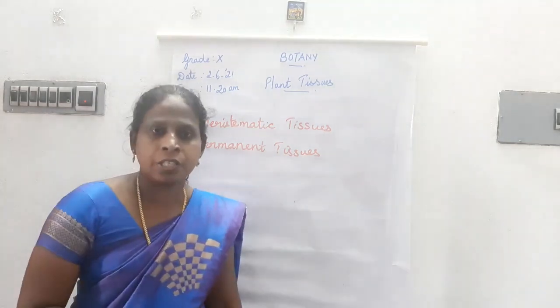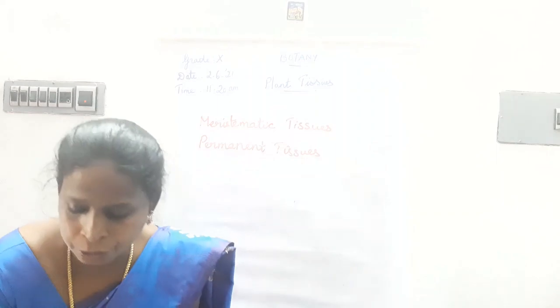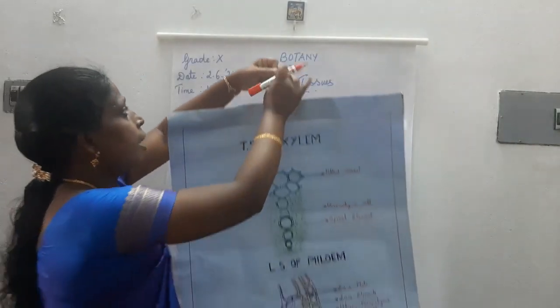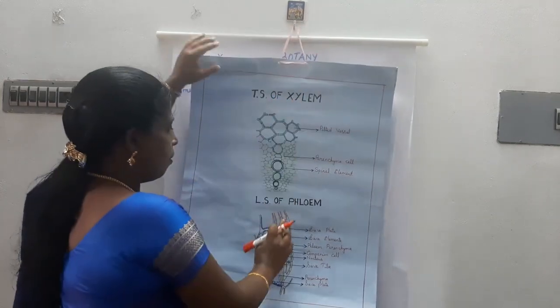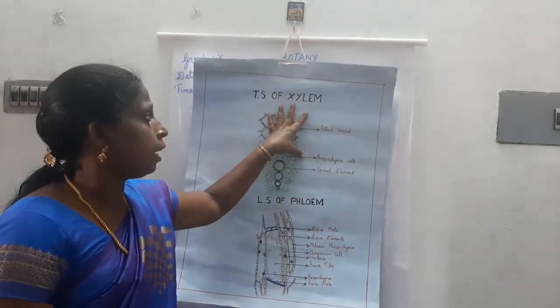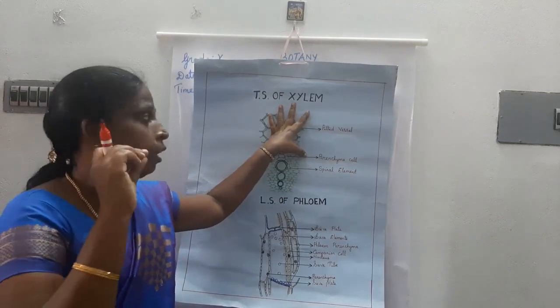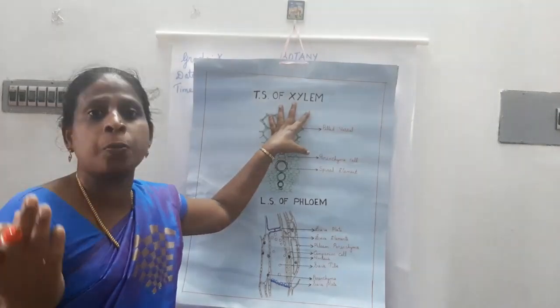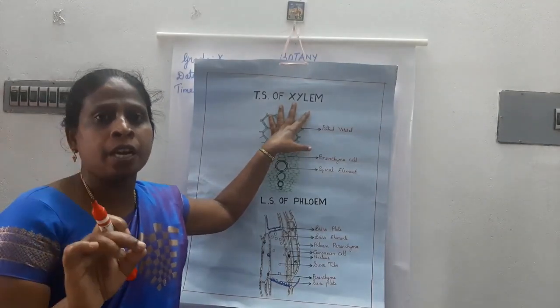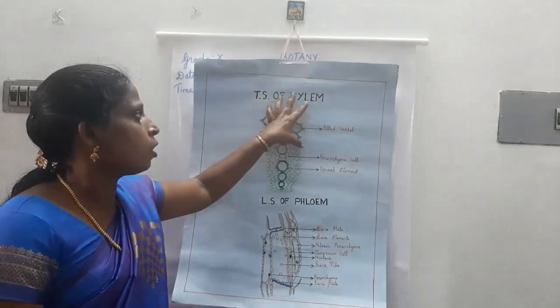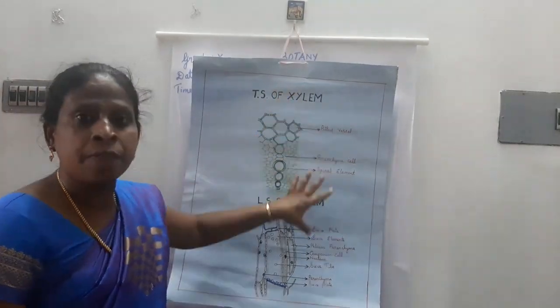Mainly this complex tissue consists of conductive tissue. They are called xylem and phloem. These are conductive tissue. What is the function of this xylem? It helps to transport the water and minerals from the root to aerial parts of the plant body. So this xylem and phloem are very, very important.